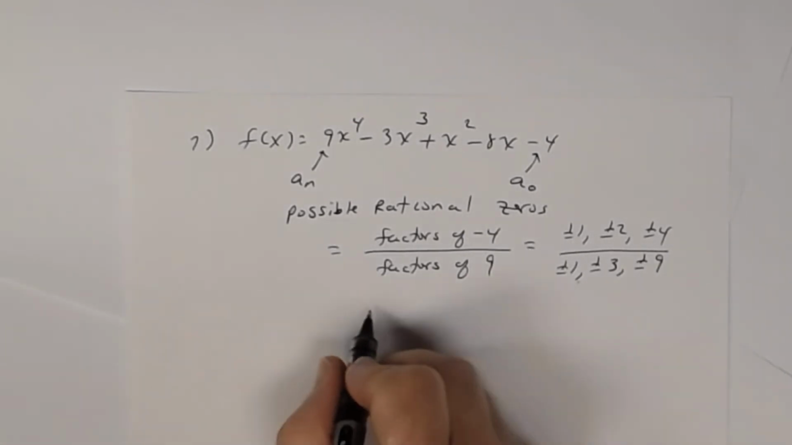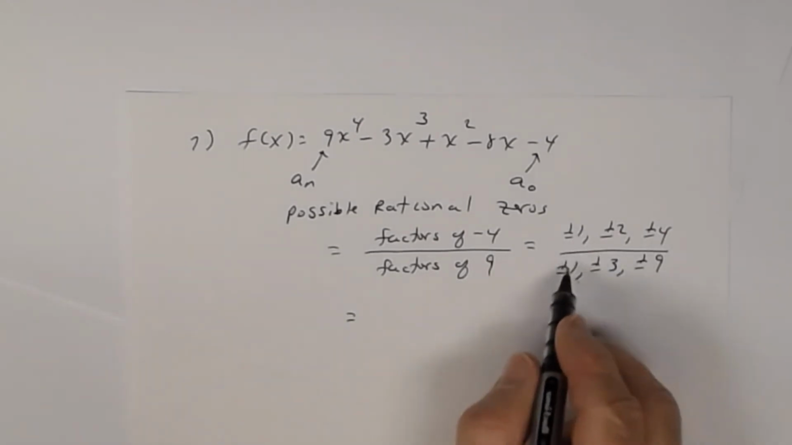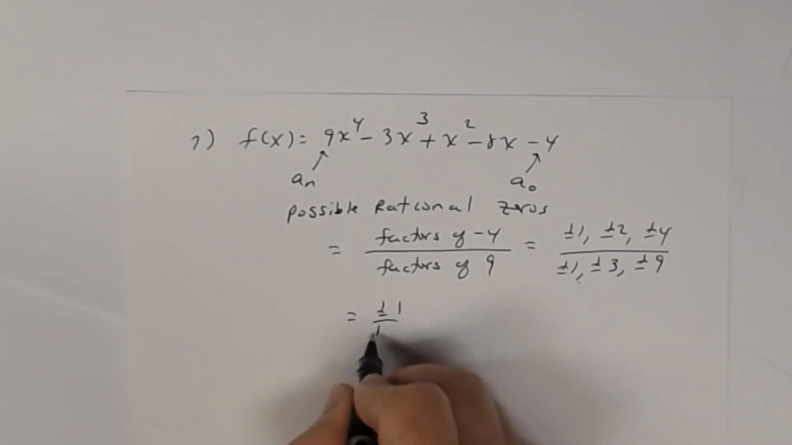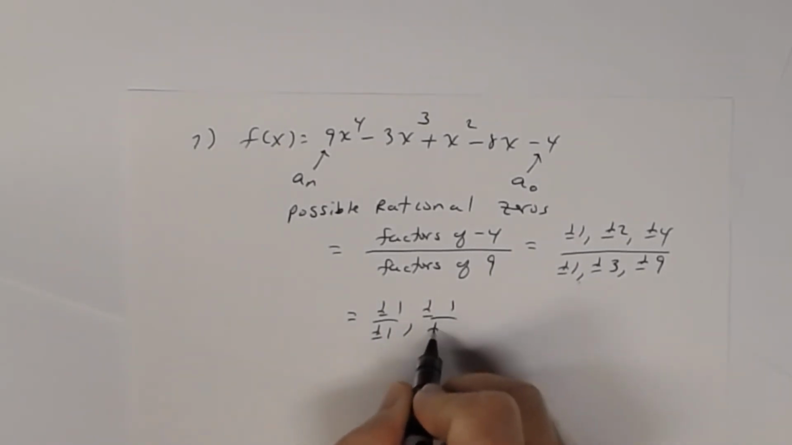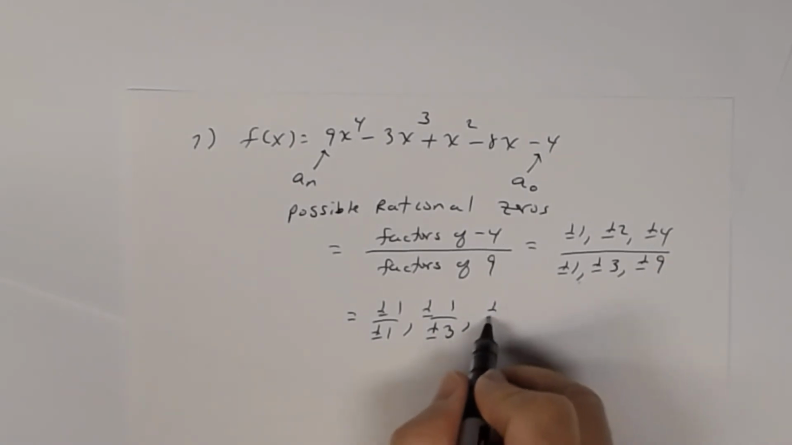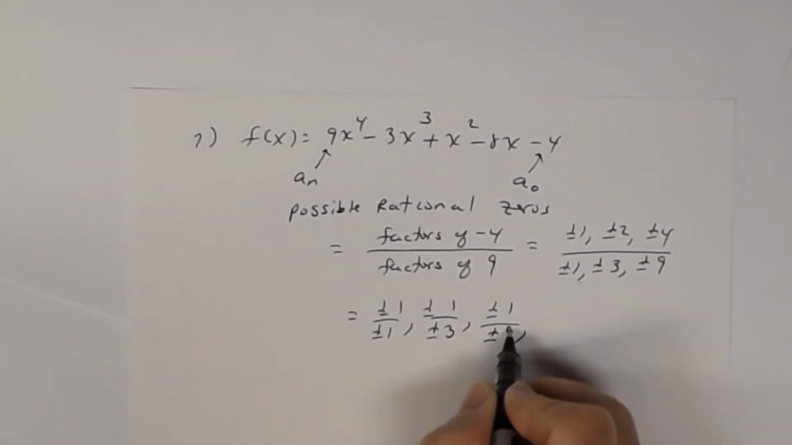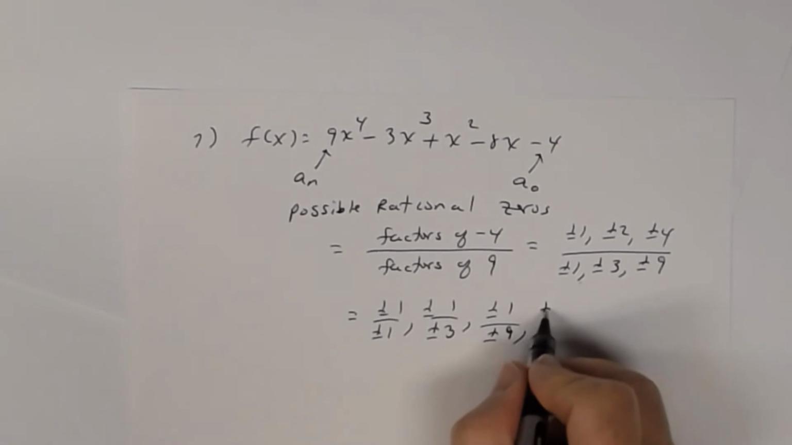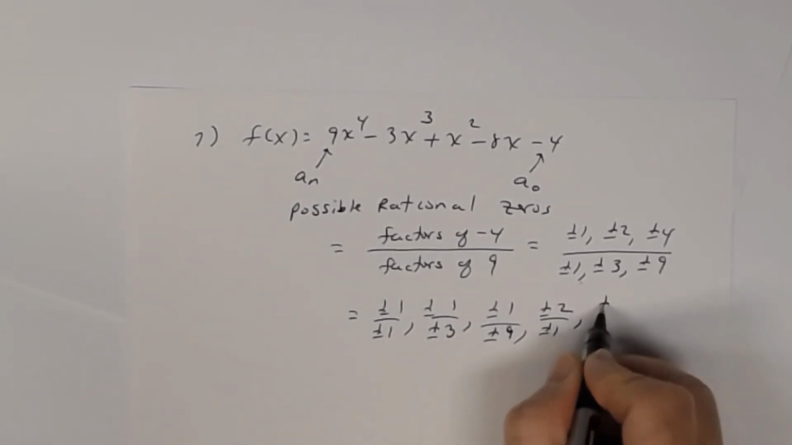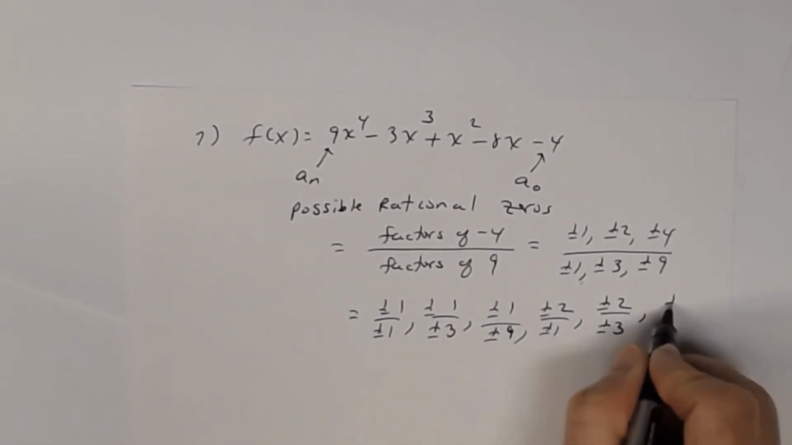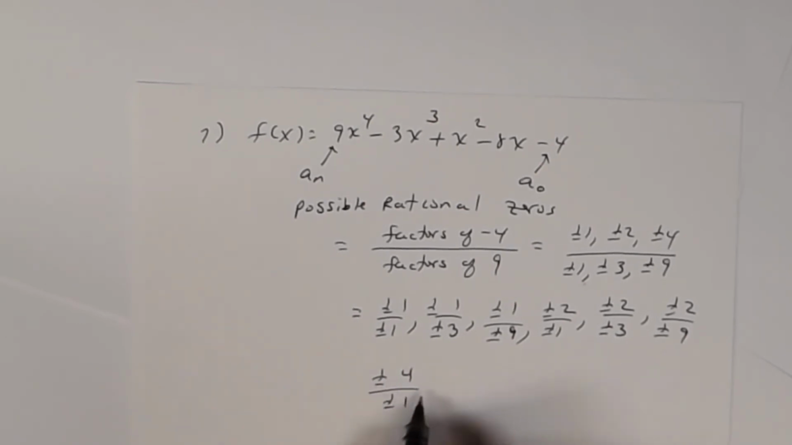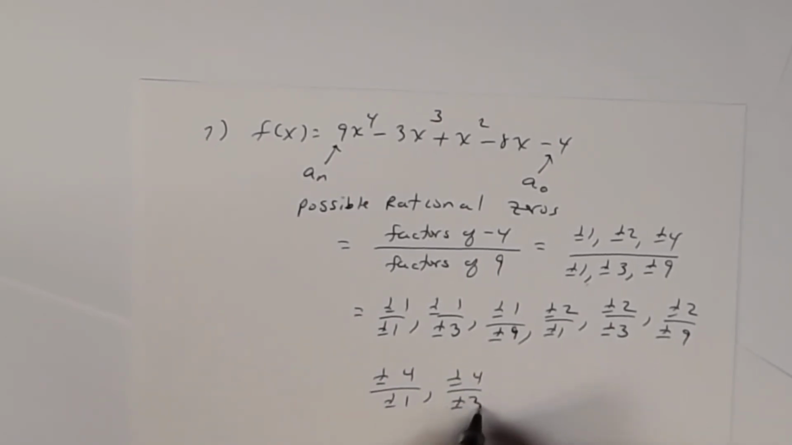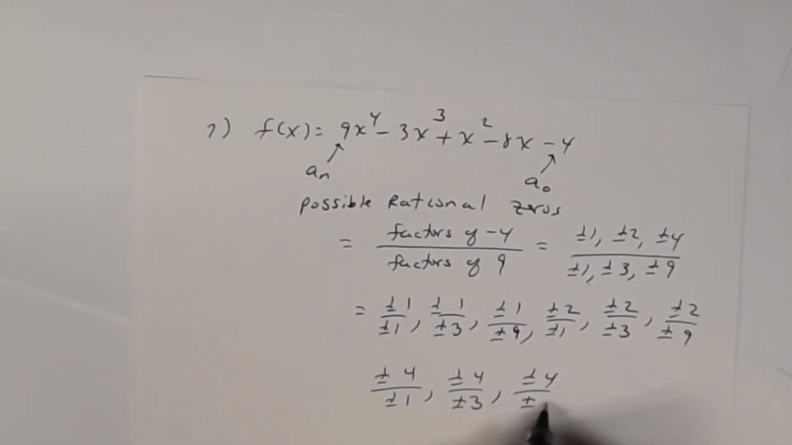Now let's go ahead and rewrite this. Each of these divided by each of these. So plus or minus 1 divided by plus or minus 1. Plus or minus 1 divided by plus or minus 3. Plus or minus 1 divided by plus or minus 9. Now the next one, 2. Plus or minus 2 divided by plus or minus 1, 3, and 9. Let's do the 4 now. Plus or minus 4 divided by plus or minus 1, plus or minus 3, plus or minus 9.